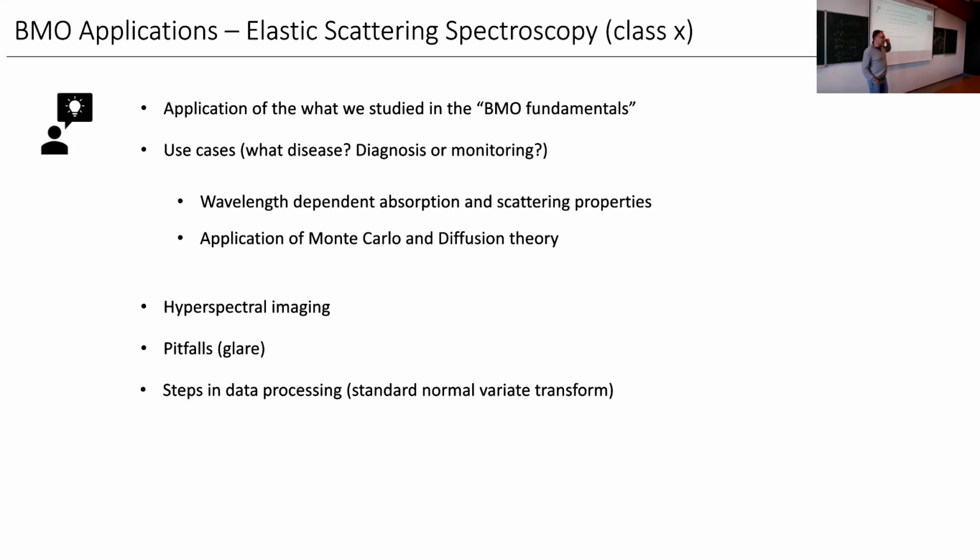What's important to interpret these results is that you know the wavelength dependence of absorption and scattering properties. It's again the spectra of water and blood, but also that the scattering coefficient, like you said, decreases with wavelength. Of course, it was also an application of diffusion theory.